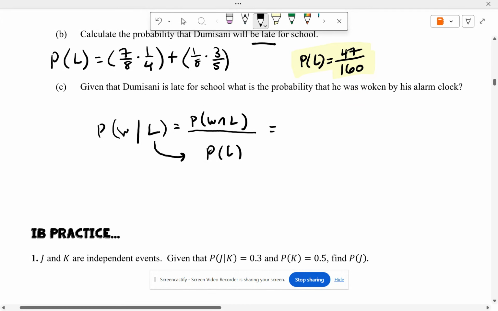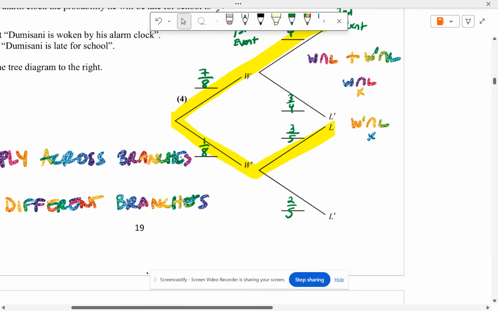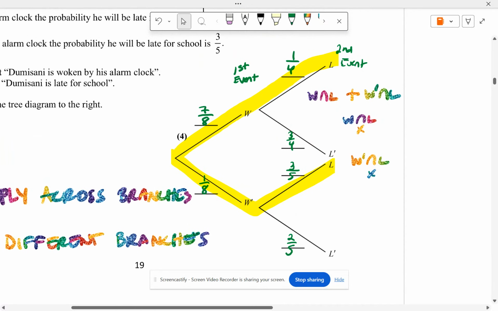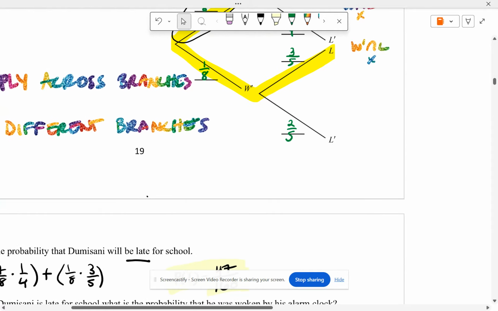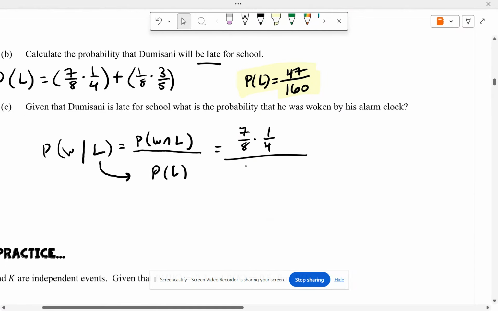All right, so remember the and comes from multiplying across branches. So let's go find that branch where it's W and L. Oh, it's right up here. It's this guy. So we have 7/8 times 1/4. That's going to be my numerator. 7/8 times 1/4. And then the probability that he's late is going to go down, below. Go ahead and type it in. What do you get?